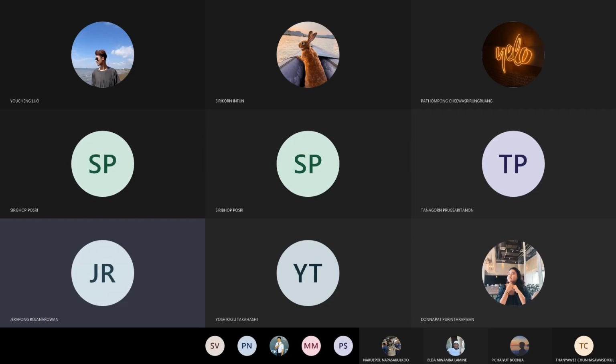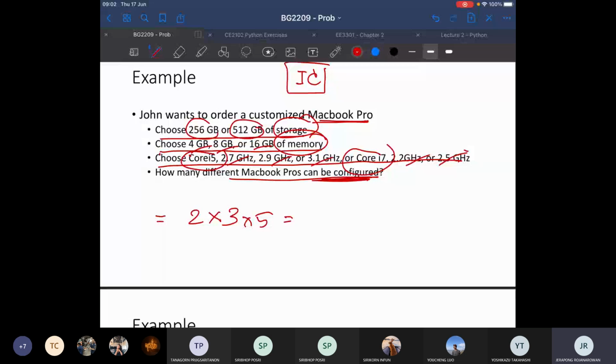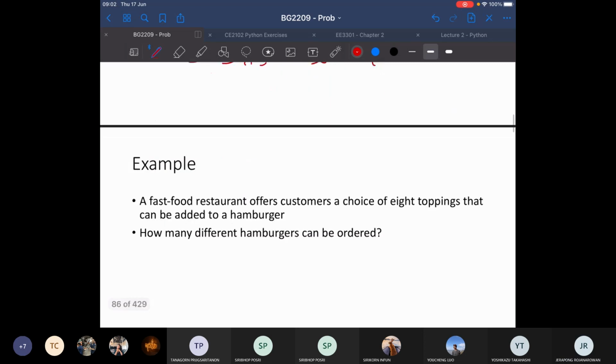5 to choose the CPU. So it's going to be what? 30 ways. Another one.